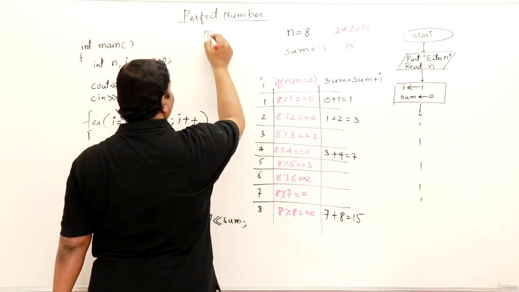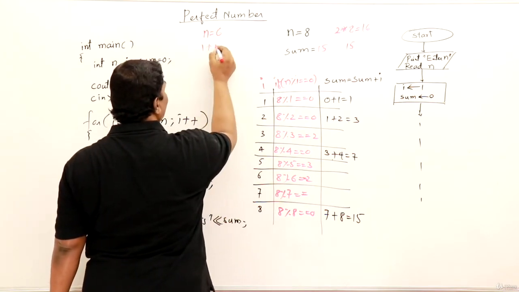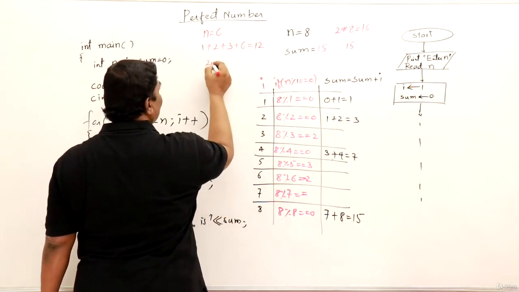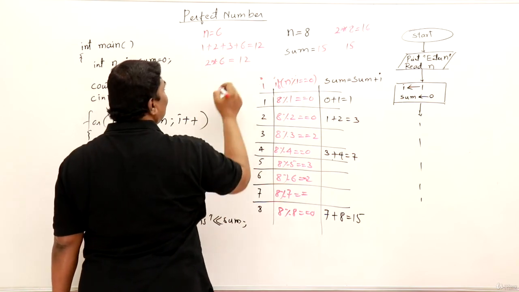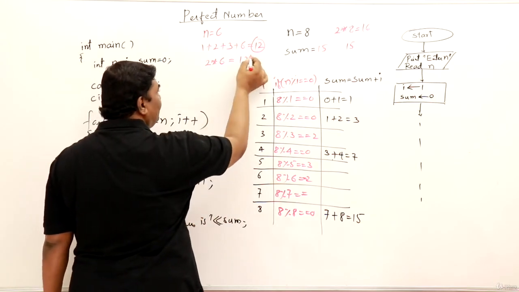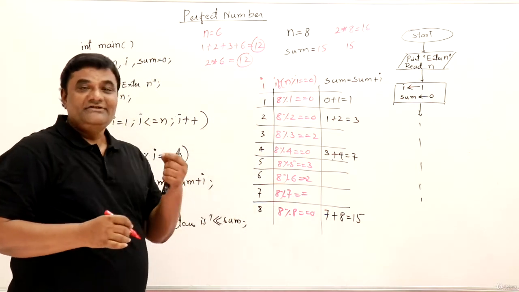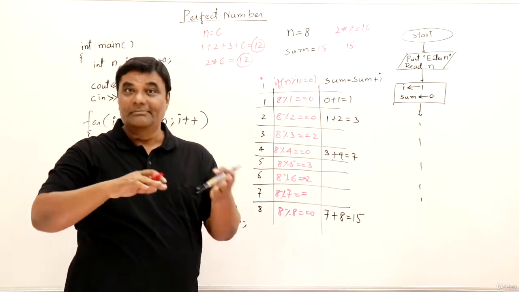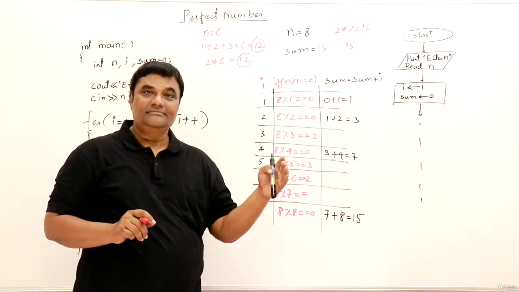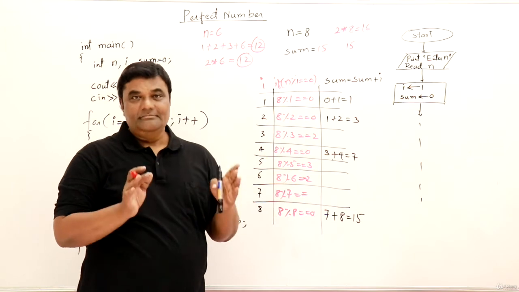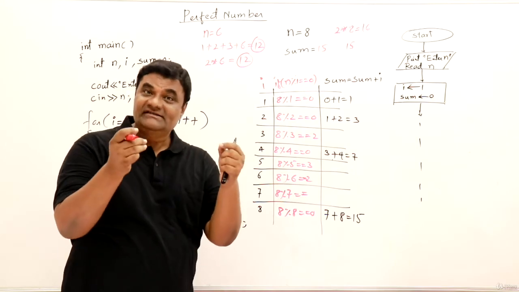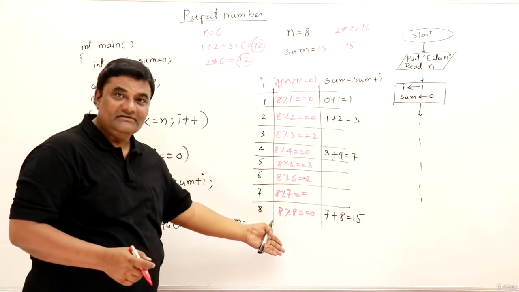Then if I take 6, what are the factors of 6? 1, 2, 3 and 6. Add them, 12. And 2 into 6 is also 12. See, this is the sum of the factors of 6 and this is double the number 6. So if the sum of the factors of a number is double the number, then it is a perfect number. This is the definition. So for checking whether a number is perfect or not, first of all, I should have the sum of the factors. That's what we have already done.